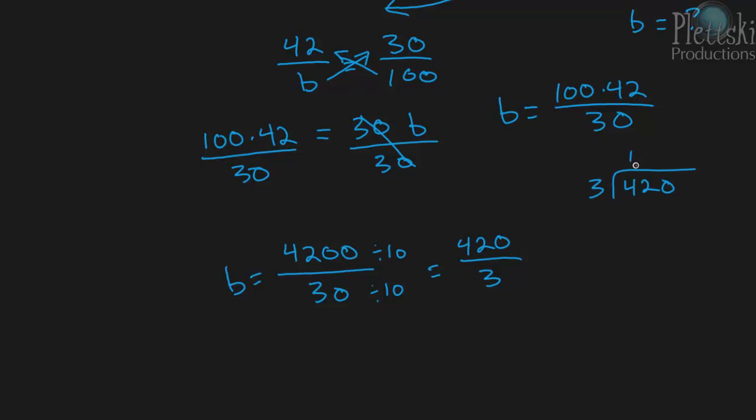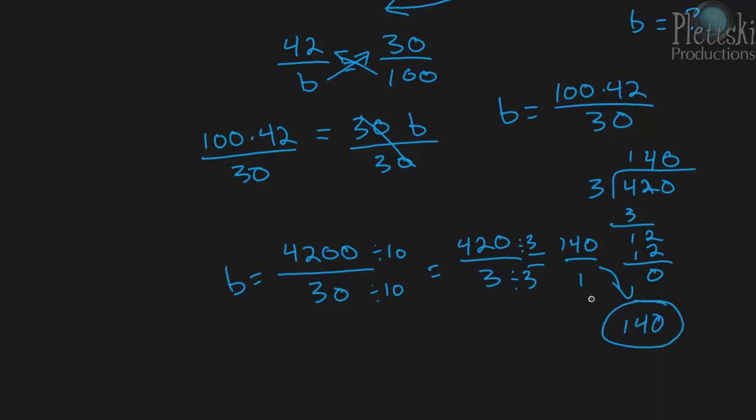And 3 goes into 4 once. And 3 goes into 12 4 times. And 3 goes into 0 0. So 140. So 140 times 3 is going to give you 420. So if we divide the top and the bottom by 3, which is what we did, we'll get 1 in the denominator and 140 in the numerator. And another way you can write that is 140, because 140 divided by 1 is 140.